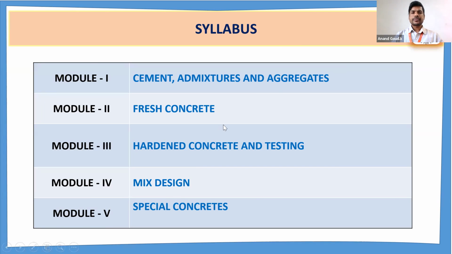So we are going to learn about the admixtures also. And next, aggregates. So this is the next material which we are going to focus on mainly. And coming to module 2, the second module is fresh concrete. That means after learning about the different ingredient materials, now we are going to prepare a concrete.